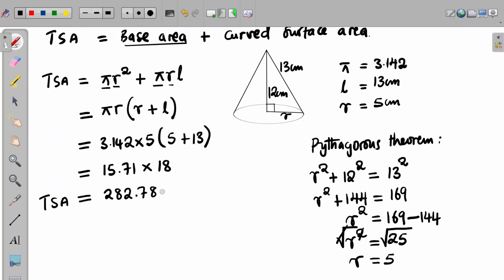So the units for area are centimeter square. You put a square there. So this is the solution to this question.